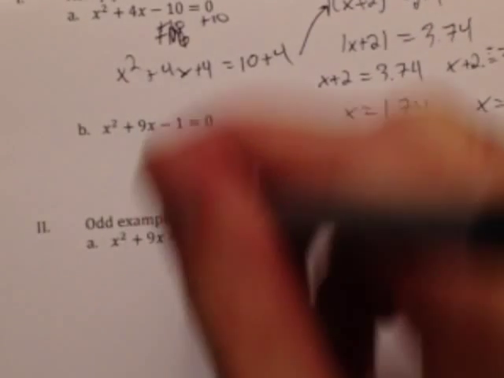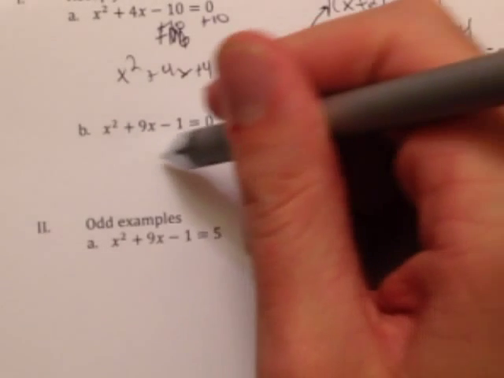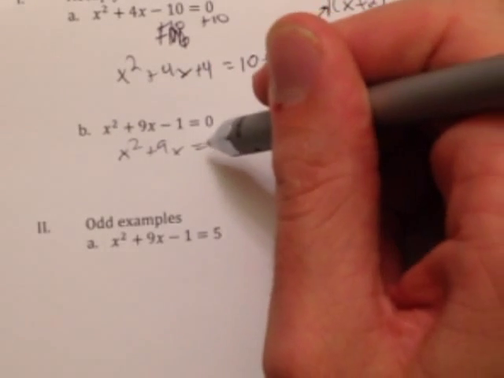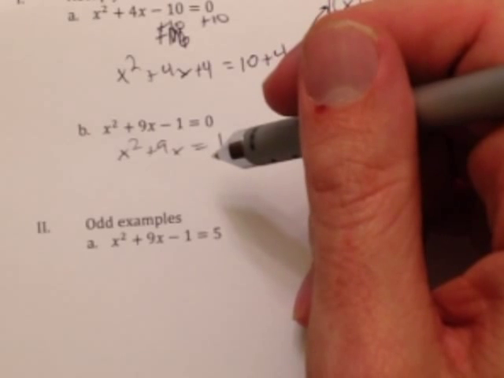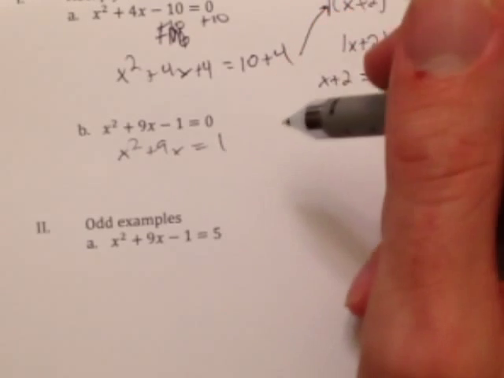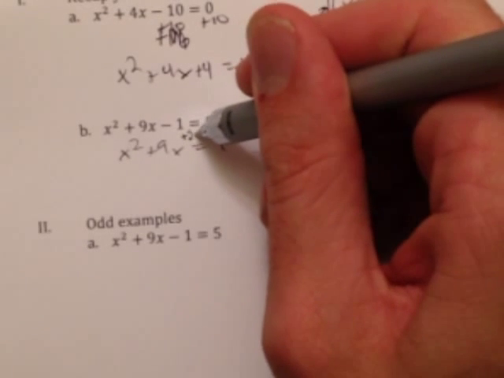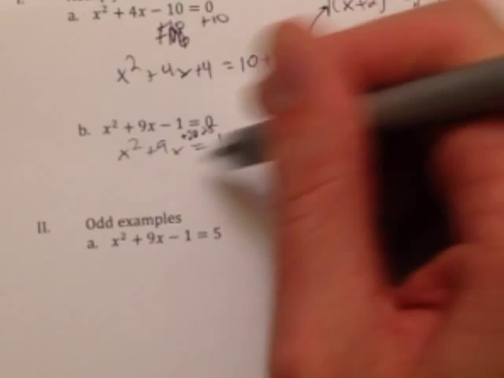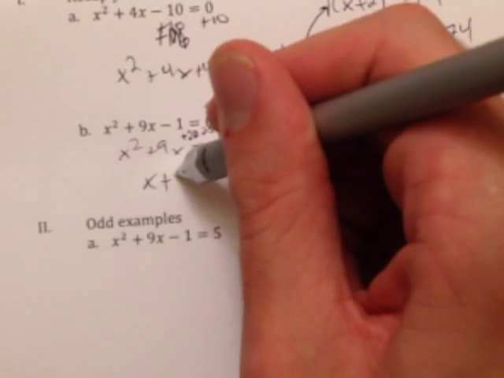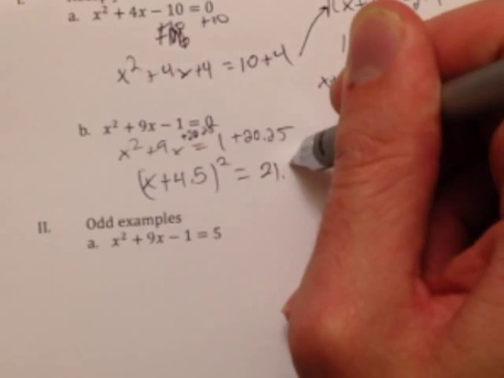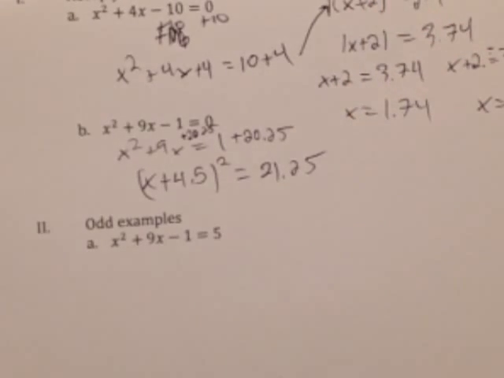Then, this one, add 1 to both sides. We get x squared plus 9x equals 1. The number that completes the square is 4.5 times itself. I think we've done that one before too. It's 20.25, so add that to both sides. I'm writing a little small here, sorry about that. So we get x plus 4.5 squared equals 21.25 because we added the 1.